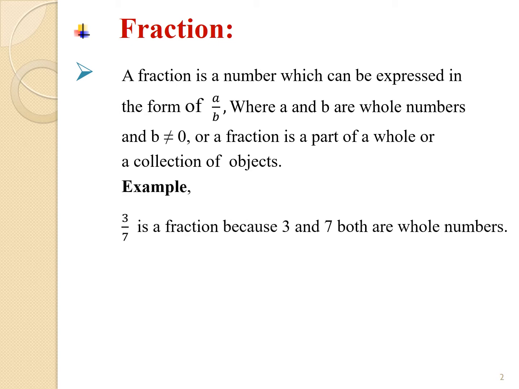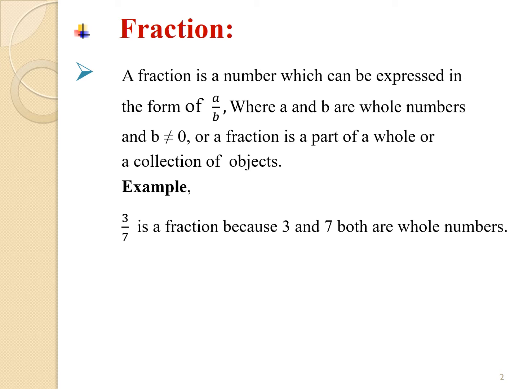Now, types of fractions. There are 8 types of fractions. They are like fractions. Like fractions are the fractions with same denominators. Example, 1 upon 3, 2 upon 3, 5 upon 3 are like fractions. Unlike fractions, fractions with different denominators are unlike fractions. Example, 2 upon 5, 3 upon 7, 8 upon 9 are unlike fractions.